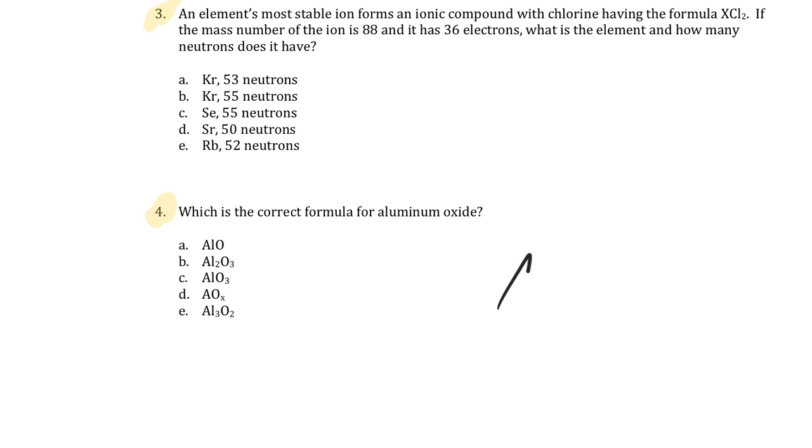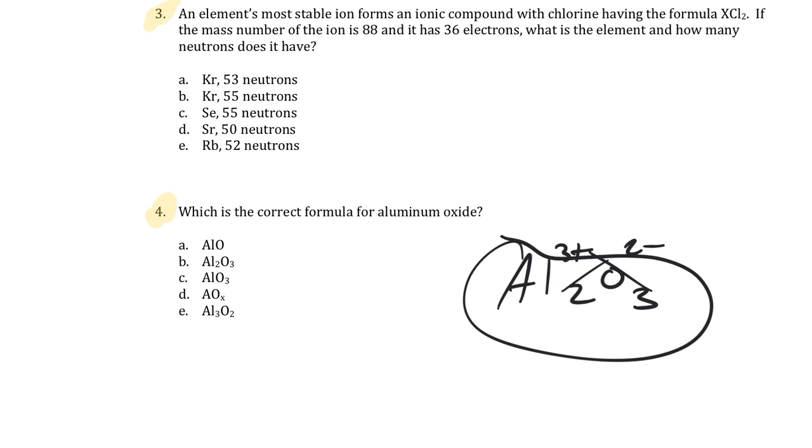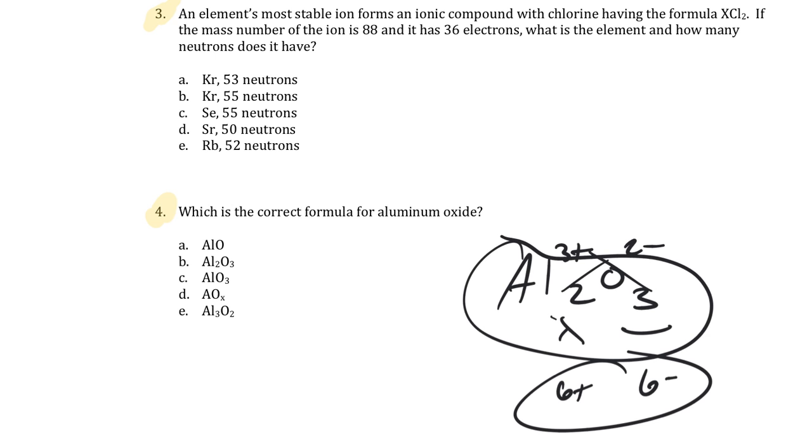So just aluminum oxide. Al is a 3+, oxide is a 2-, and so this is probably easiest done this way. Al2O3, we can cross multiply down because we get a 6+, 6- to balance out our charges. Sometimes you'll see the test call this the empirical formula. So it may say, what's the empirical formula for aluminum oxide? Don't let the word empirical formula confuse you. It's just saying, what's the formula?